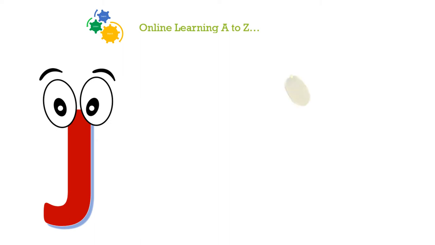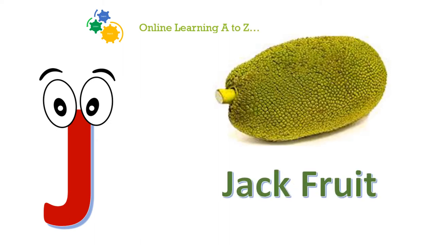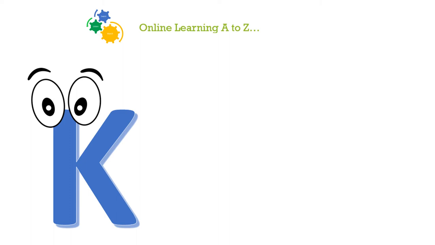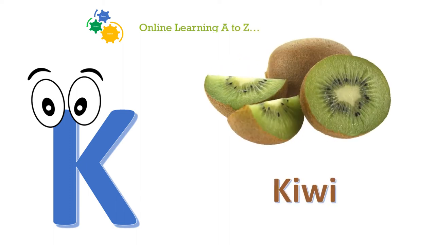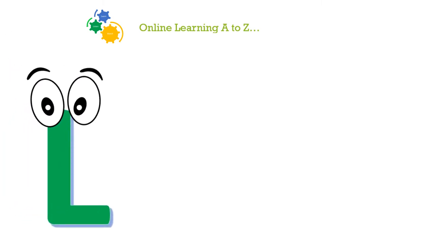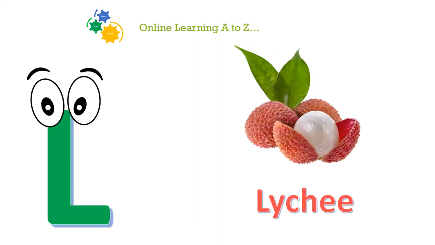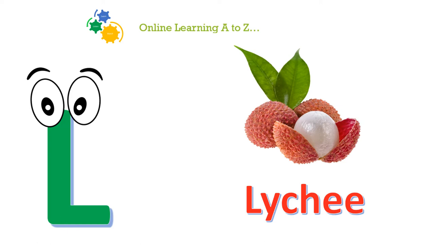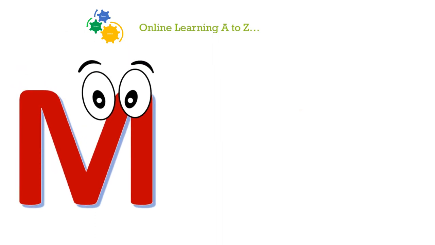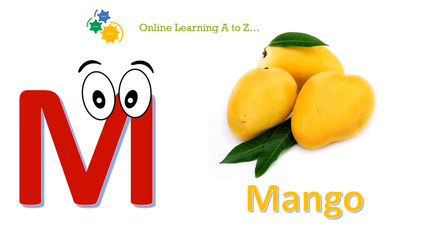J. J is for jackfruit. J for jackfruit. K. K is for kiwi. K for kiwi. L. L is for lychee. L for lychee. M. M for mango. M for mango.